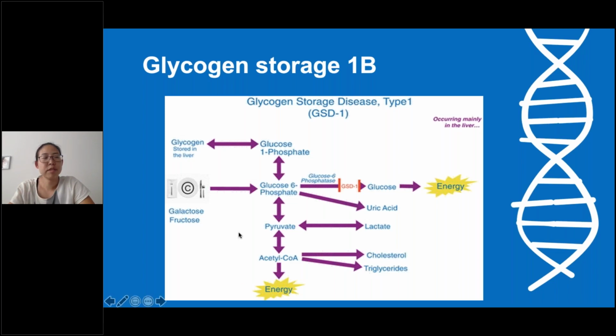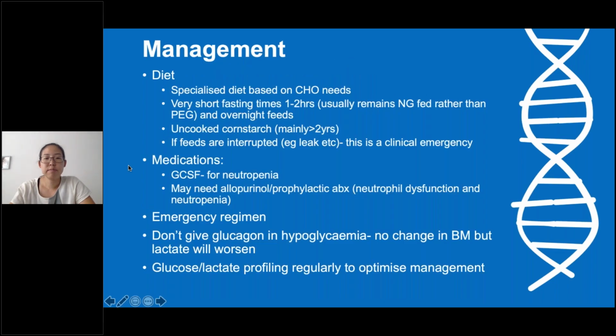So if these children present to you and their mom is saying they're vomiting, I've tried the emergency regimens, they're vomiting still, they don't have IV access and they haven't been started on any IV fluids, you need to panic because they're going to drop their blood sugars. How do we manage these children?